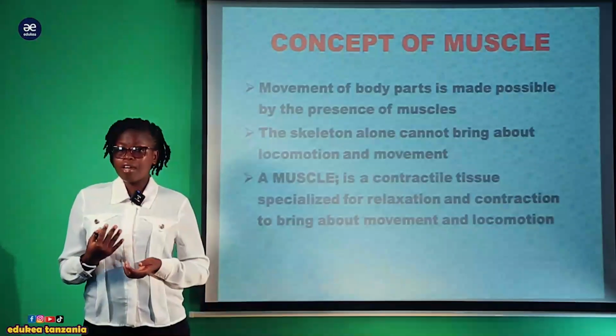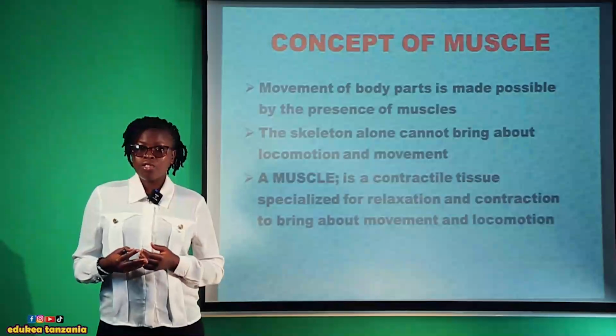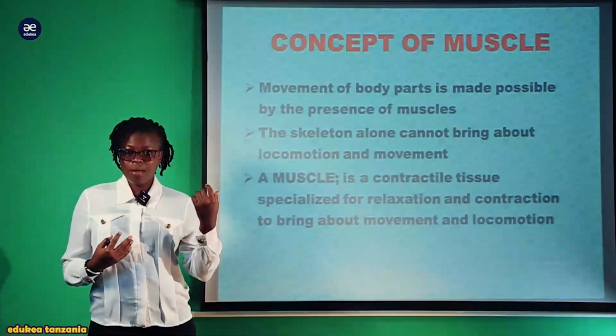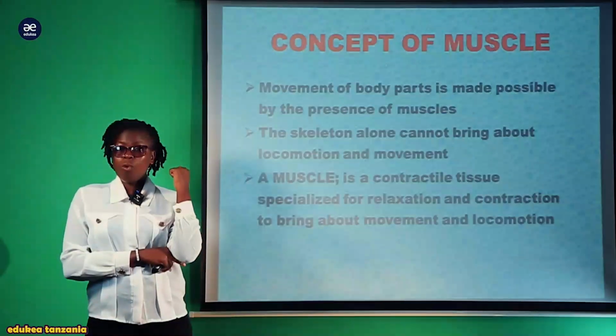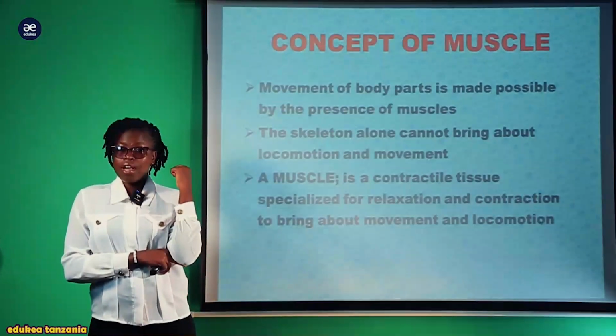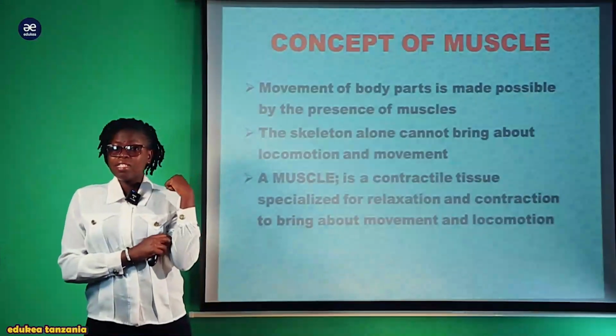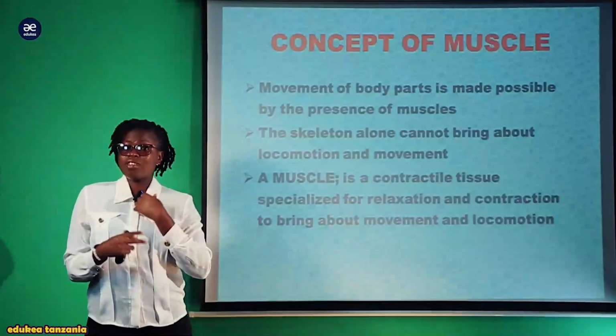Kwa mfano, take an example of muscles which are found in the arm. Tuna muscles katika mkono yetu, tuna two types of muscle. Kuna biceps ambayo ndio ya mbele, au tuna triceps. So these muscles work antagonistically. In case kama biceps ita relax, the triceps ita contract.